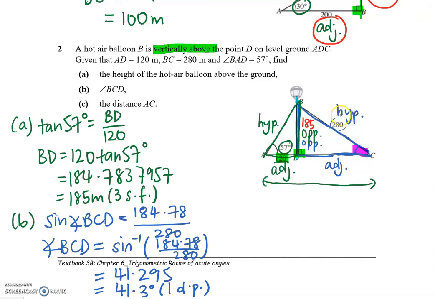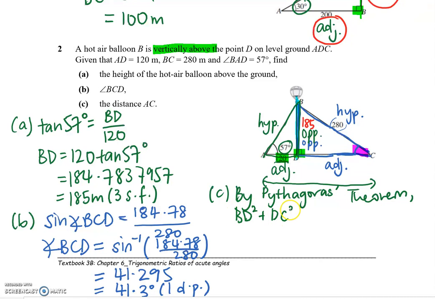I am going to use the length 185 with 280, and we're going to use Pythagoras theorem in this case, because we have two lengths and we're finding the last length. So let's write this down. By Pythagoras theorem, we have BD squared plus DC squared equals BC squared.